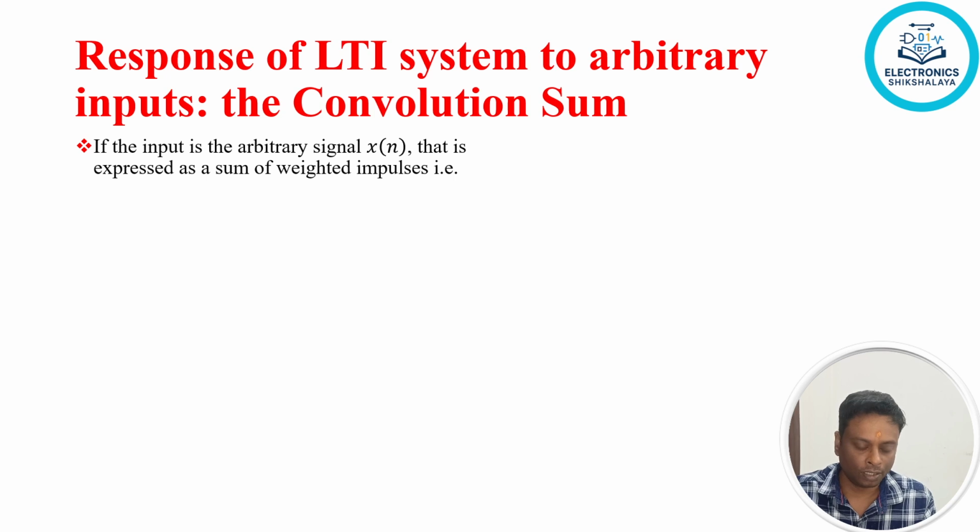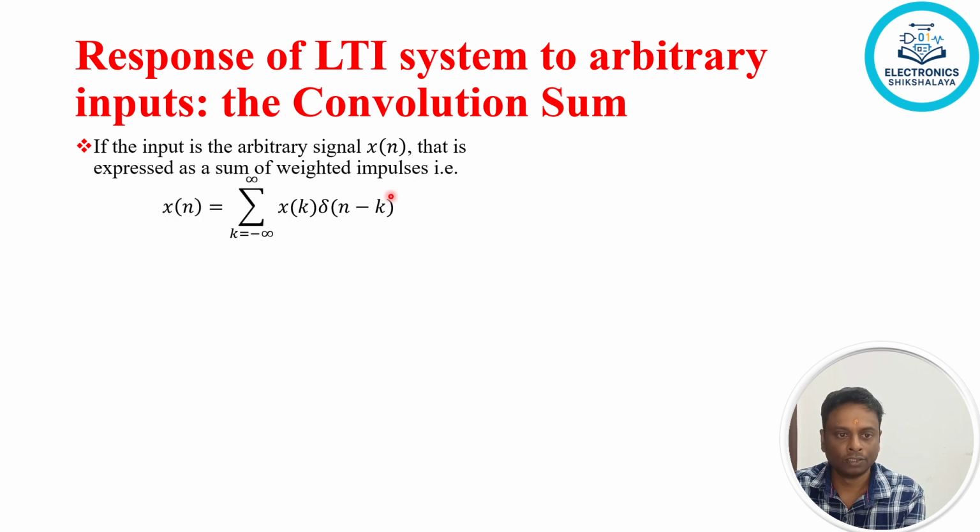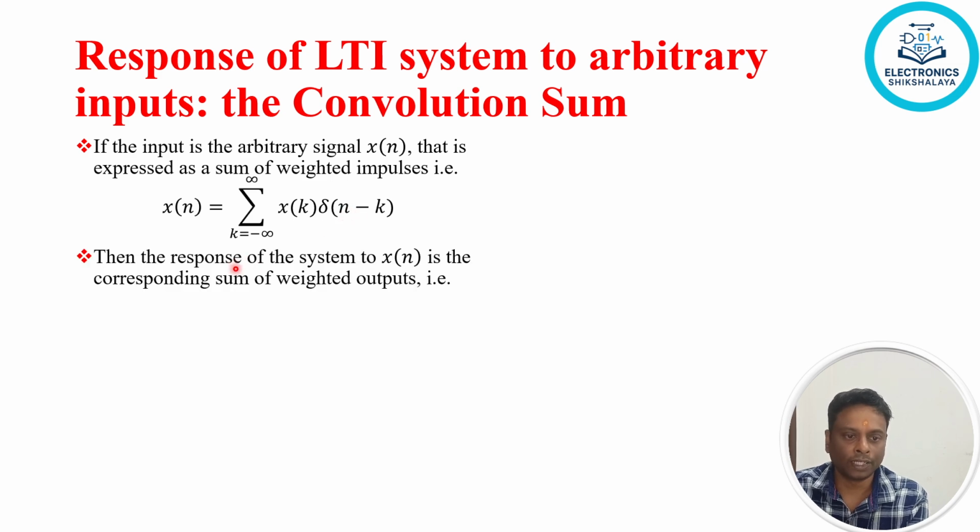We have seen that any arbitrary input signal x of n can be expressed as a sum of weighted impulses. That is x of n equal to the sum of x of k into delta of n minus k, summed from k equal to minus infinity to plus infinity. So this is our arbitrary signal x of n in terms of weighted impulses. The response of this system to x of n is the corresponding sum of weighted impulses. Response means the output of the system. So let us see that.